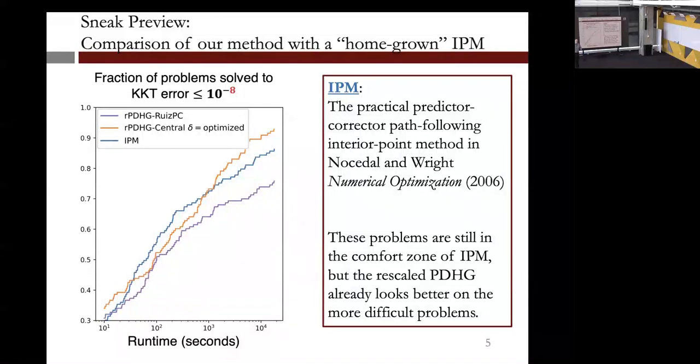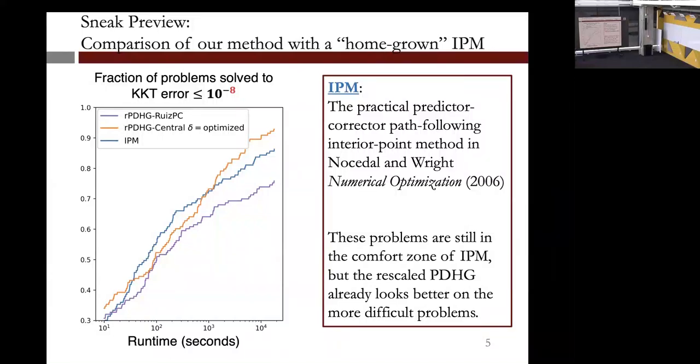So now I'm going to show you actually the second to last slide of the whole talk, just to keep you interested. I call this a sneak preview. This is a comparison of our method with a homegrown interior point method. We can't engineer our code the way Gurobi does. We're academics, we're not so focused on that. But we looked at a whole bunch of problems from the LP relaxations of the MIPLIB data set from 2017, and it's about 350 problems.